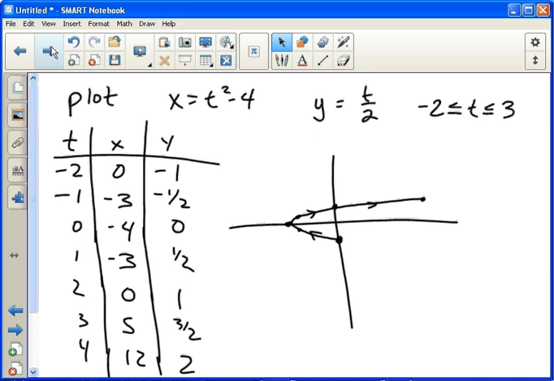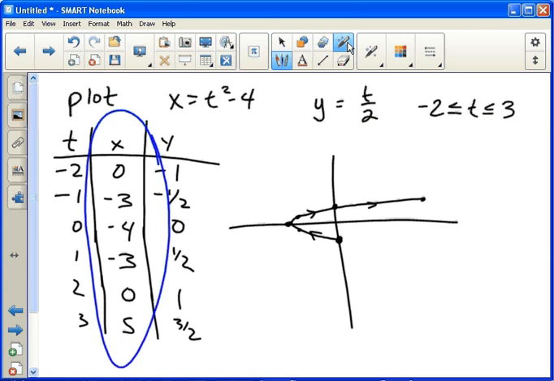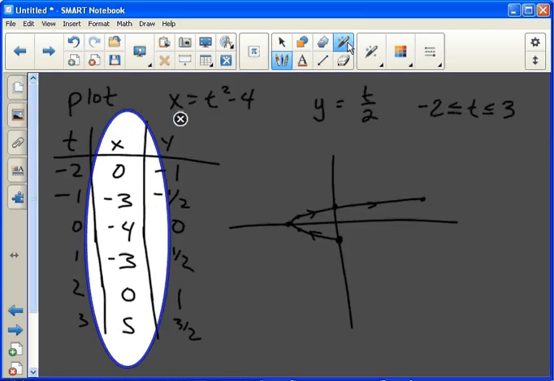So what I did is I took the numbers negative 2 to 3 and I plugged them in for t. First I took negative 2 and plugged it into t squared minus 4, and then plugged in negative 1 into t squared minus 4, and then 0, and so on. And that gave me all of my answers in this column right here. So I got those numbers by plugging the t values into my x equals equation.